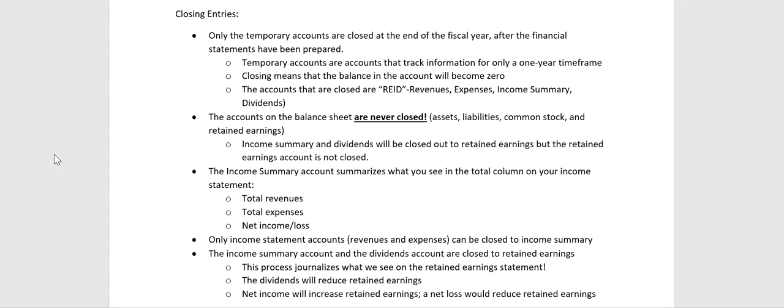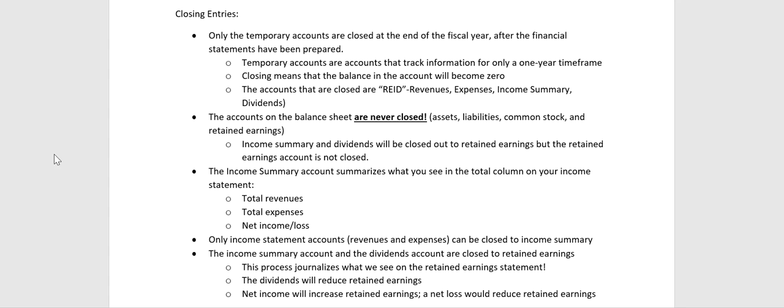The accounts that you see on your balance sheet are never closed. So all of your assets and contra assets, your liabilities, common stock, and retained earnings are not closed. Those are permanent accounts and their balances carry over to the start of the next fiscal year. Income summary and dividends are going to be closed out to the retained earnings account. It's going to affect retained earnings, but retained earnings is not closed.